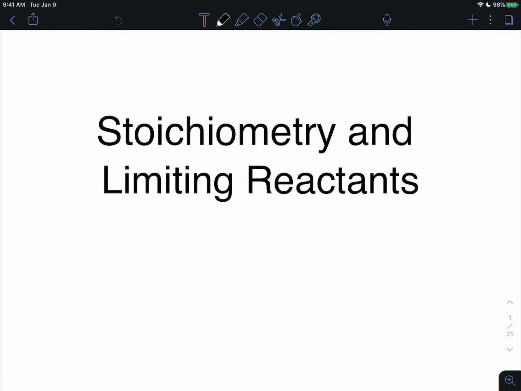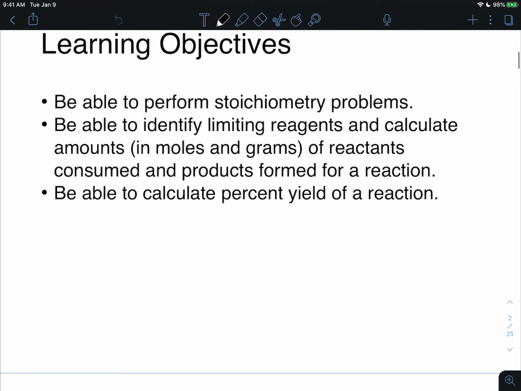Hey guys, in this video we're going to be looking at stoichiometry and limiting reactants. So by the end of this you should be able to do stoichiometry problems. You should also be able to do limiting reagent or reactant problems, being able to calculate any amount of moles and grams of any of the reactants or products within the reaction itself, and you should be able to calculate percent yield of a reaction.